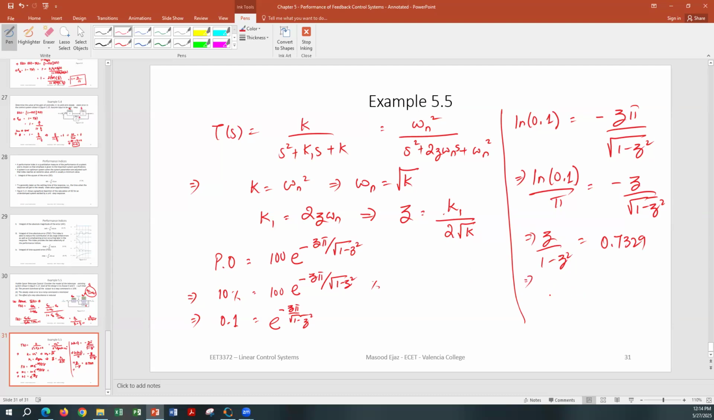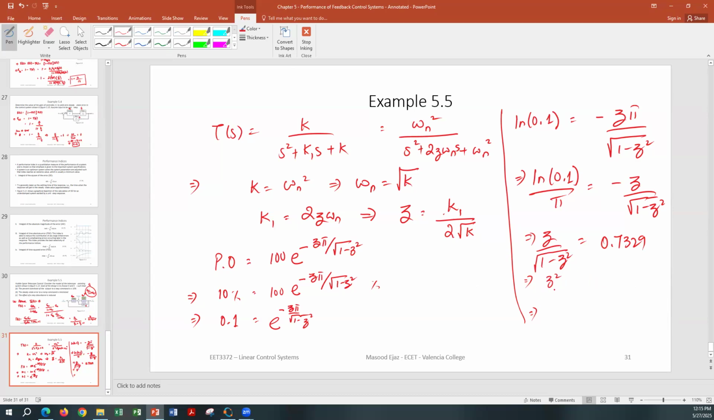a quadratic equation, which will be zeta is equal to 0.7329 minus 0.7329 zeta square. Oh, this is a square root. I didn't see that. So we're going to square first on each side. Square each side, we're going to get zeta square.